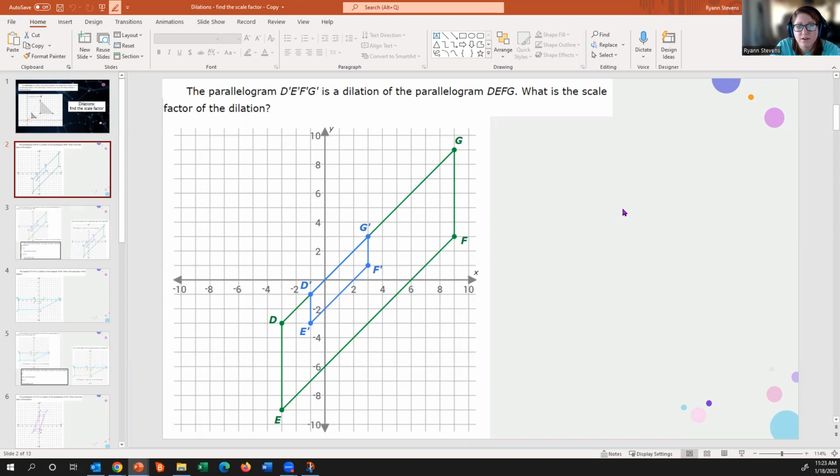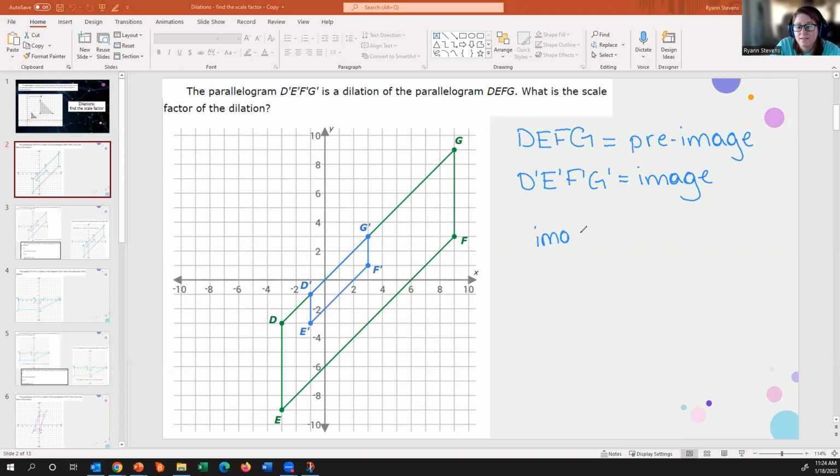So we have to make sure that we're very clear with this too, that DEFG is our pre-image. This is what we're starting with, okay? This is the original, this is the original shape that we had. Now we have this here, DEFG. This is our image. So this is the result of completing the dilation from the scale factor that we had, which is what we're trying to find. So this is going to change the shape. And this is where we also need to set up, how do we find this ratio?